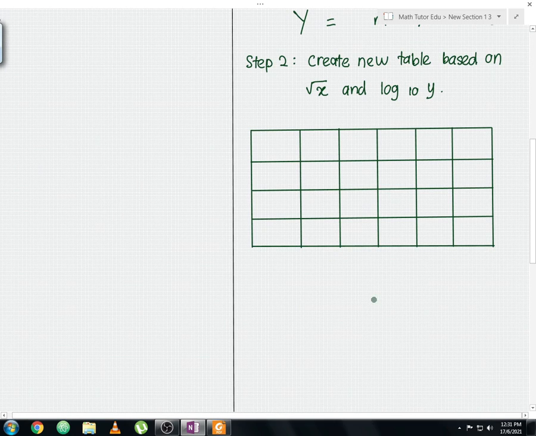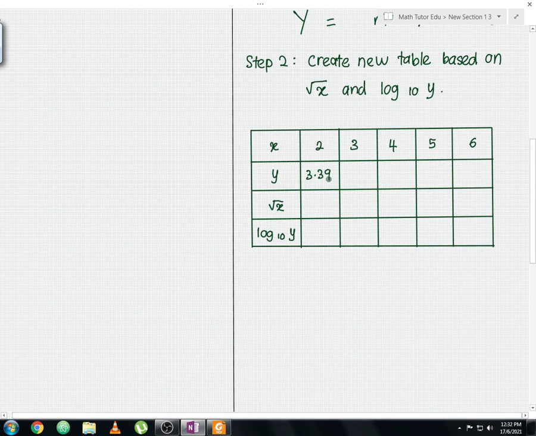Okay, so let us insert the 4 variables here, which consist of x, y, square root x and log 10y. Okay, so the x variable consists of the values 2, 3, 4, 5, 6.